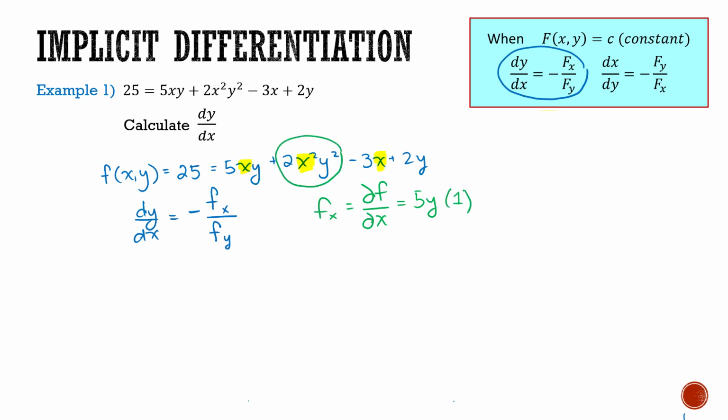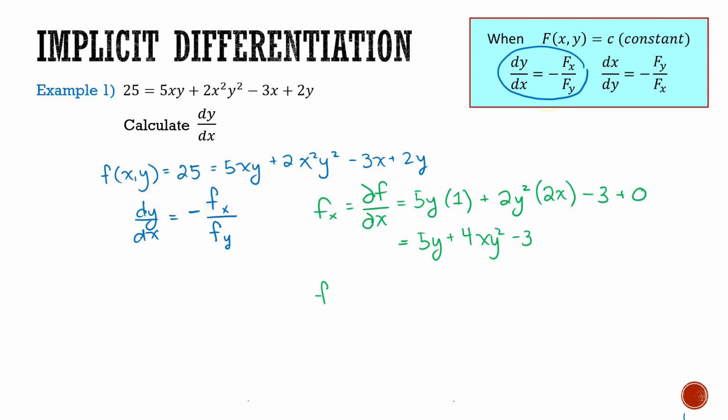For the second term, I'm going to have my 2y squared being treated as the coefficient to x squared. Y is treated like a constant. And then the derivative of x squared is going to be 2x. For my third term, it's the derivative of negative 3x, which will be negative 3. And for my fourth term, I have 2y. Y is being treated as a constant, so the derivative of this is 0. Simplifying this, I get 5y plus 4xy squared minus 3.